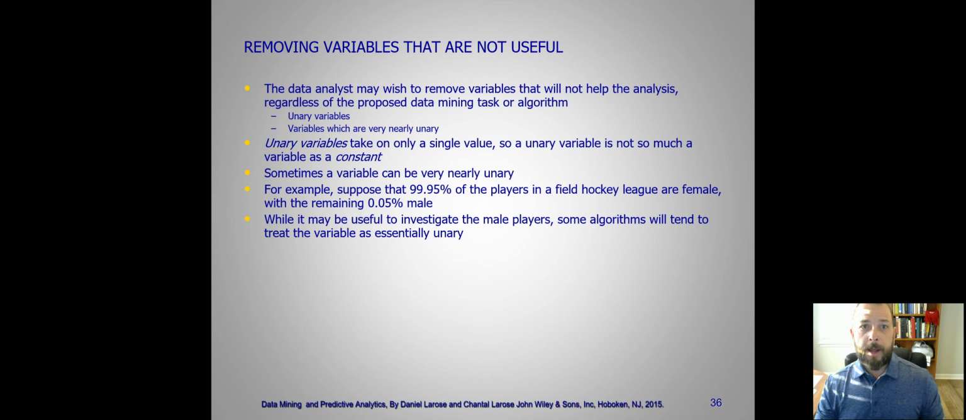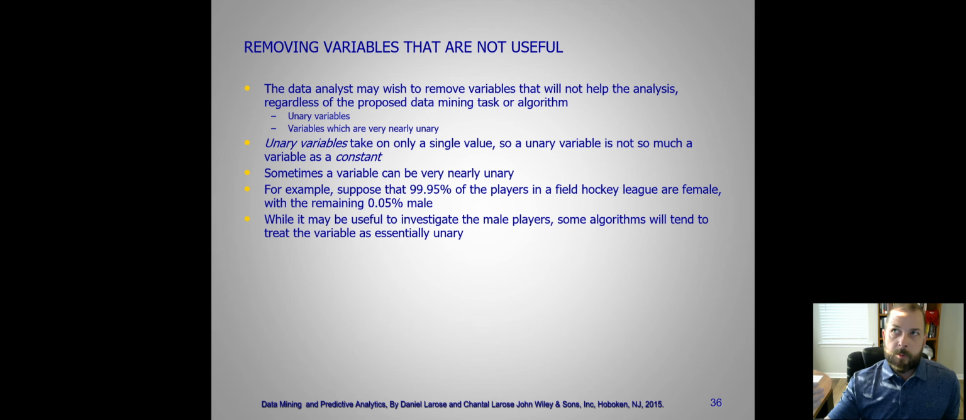Removing variables that are not useful. All right, you may want to remove variables that are not very good for your analysis. These are variables that are not going to help you in your data mining task. And some of the examples here are unary variables. These are variables that only have one single value. And so there's not very much variability within that particular variable. And so it acts more like a constant.